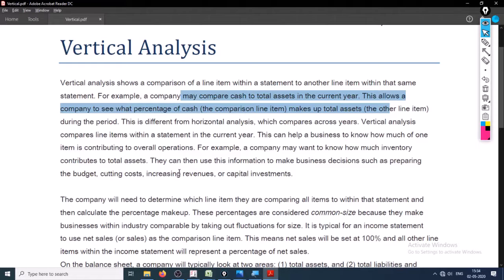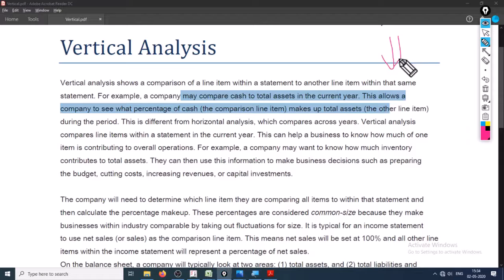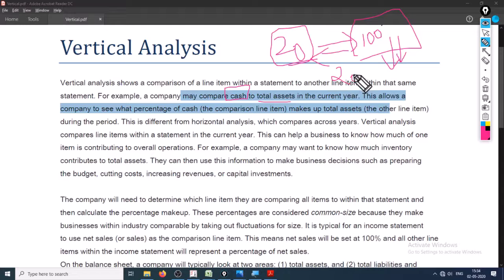Hi, welcome back. The next analysis type is vertical analysis. As the name suggests, it is like this analysis. And how is this analysis possible? Suppose there is cash in a company of rupees 20, and the total assets in the company are rupees 100. So this analysis will tell us what percentage of total assets is cash in the company. So cash is 20% of total assets in the company.